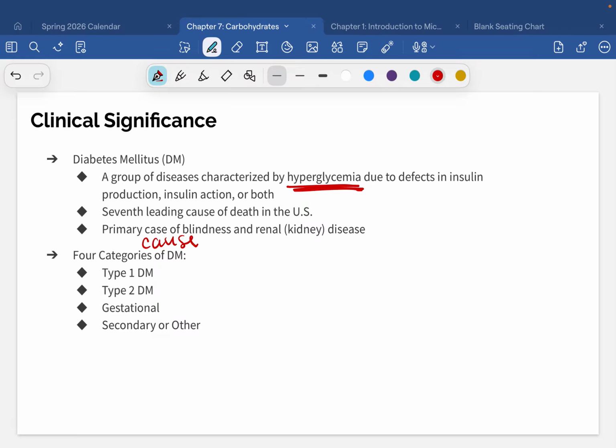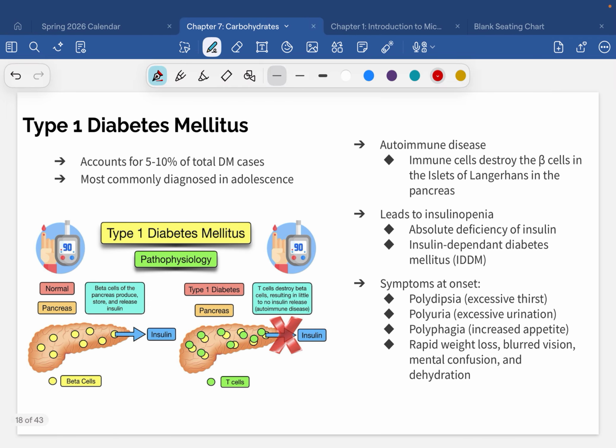And there are 4 major categories of diabetes mellitus, or DM: type 1, type 2, gestational, and then secondary. We'll talk about all of them. Okay. So this is type 1 diabetes. And type 1 diabetes accounts for 5 to 10% of total diabetes mellitus cases. So not very many if we're talking about all of the DM cases in the entirety of the United States and the world, about 5 to 10% of them are type 1.